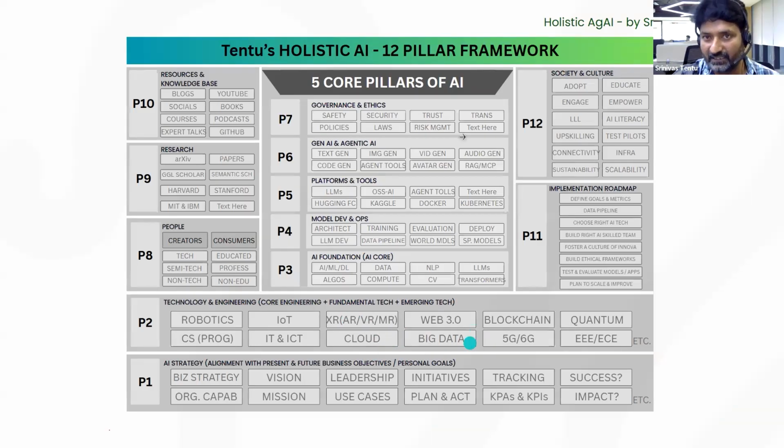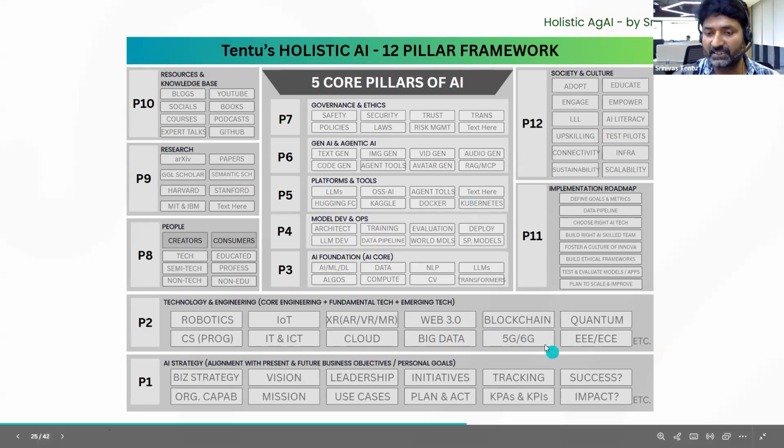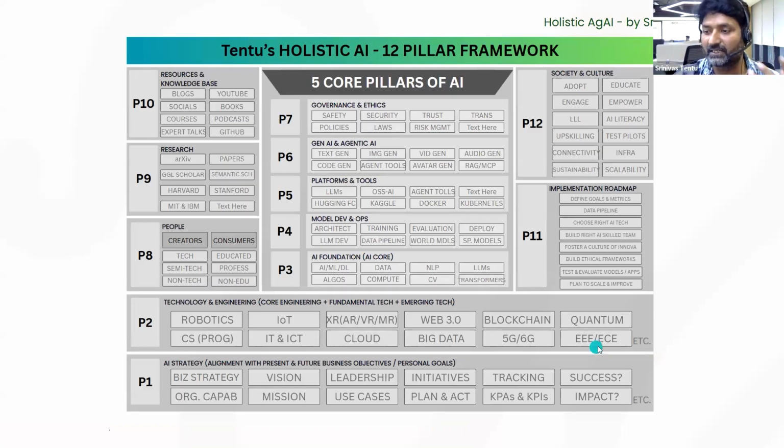Data, because of big data, we are now seeing AI and all these technologies like 5G, 6G, triple E, because chip development, hardware development, all these things contribute to the overall thing.